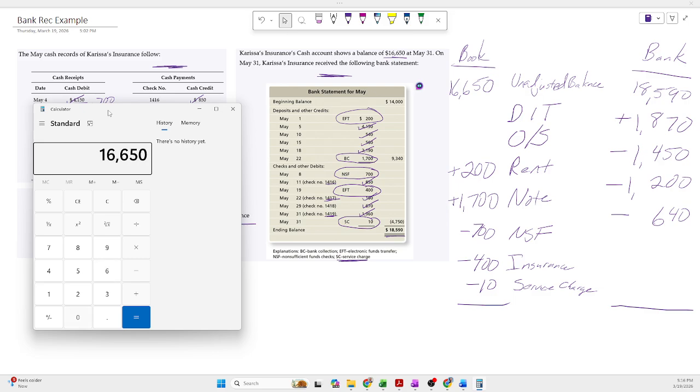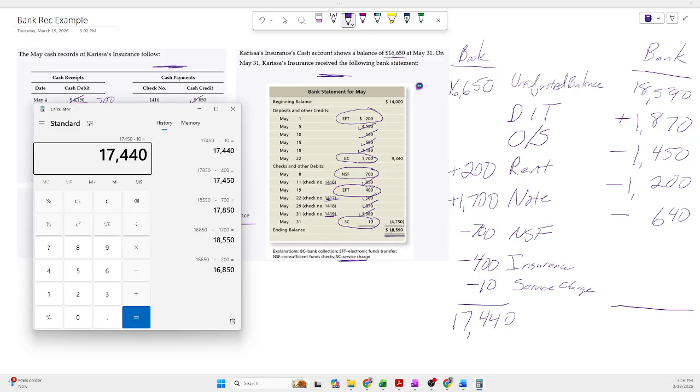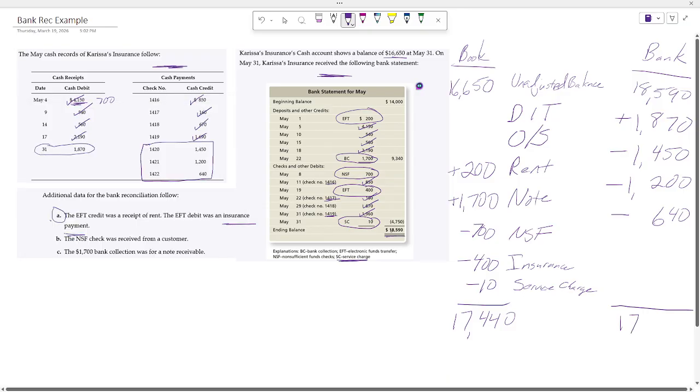All right, so we have 16,650 plus 200 plus 1,700 minus 700 minus 400 minus 10 gets us to 17,440. All right, if we did this right, we get the same amount on the other side. 18,590 plus 1,870 minus 1,450 minus 1,200 minus 640. Uh-oh, I did not get the same amount, 17,170. That means we made a mistake somewhere.